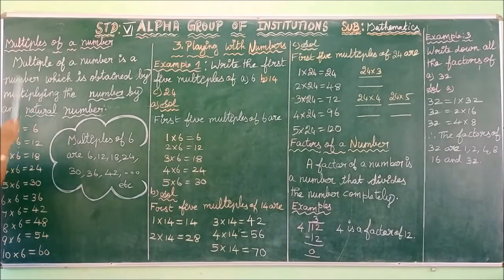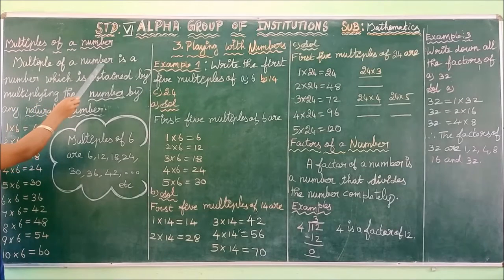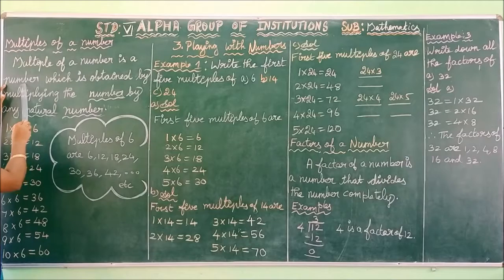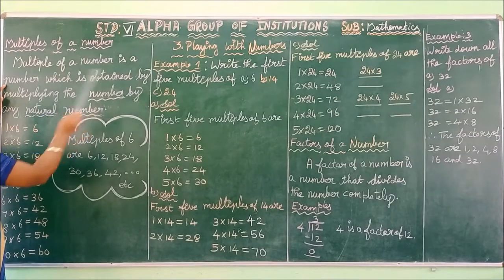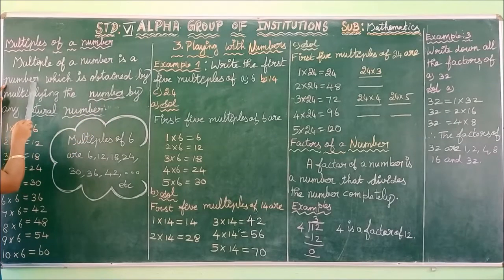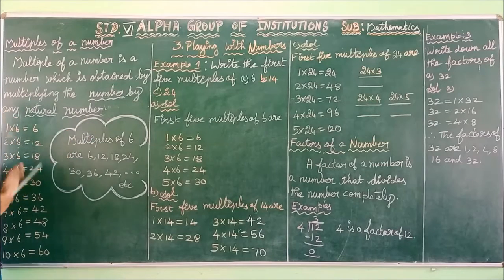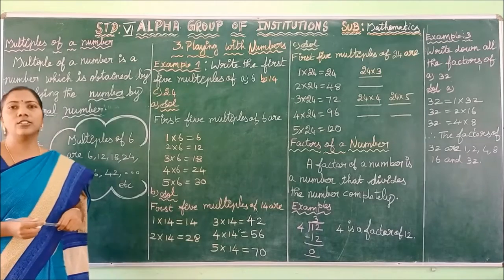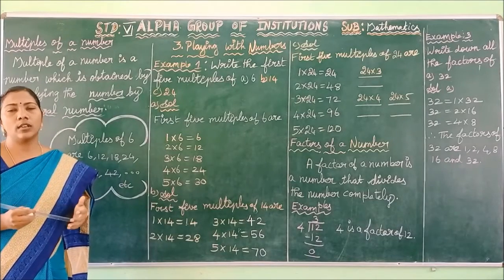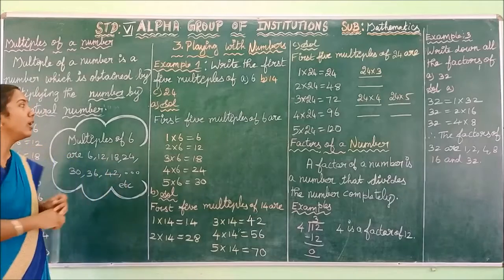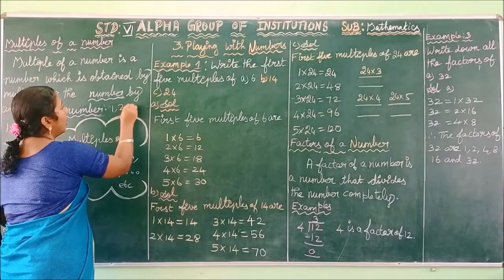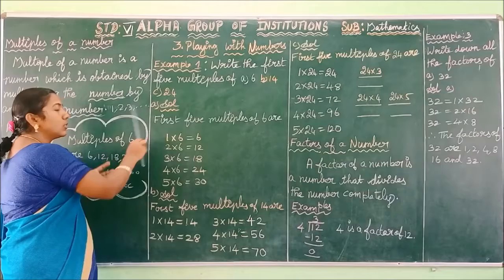See here, children. A multiple of a number is also a number, which we can obtain by multiplying the number by any natural number. What are called natural numbers? You already know. The numbers that start with 1, that is 1, 2, 3, etc., are called natural numbers. It goes on.